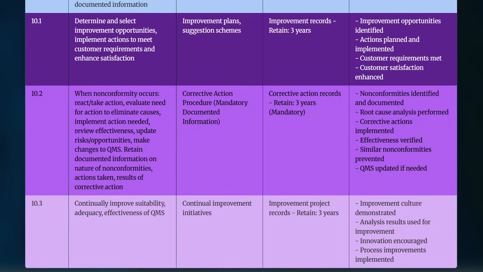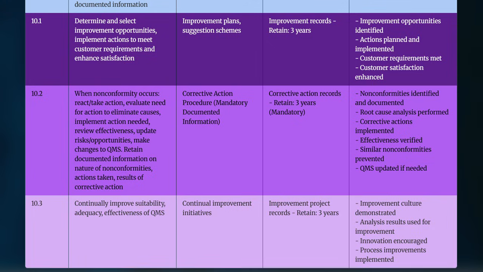Then we move to clause 10. Clause 10.1 requires you to determine and select improvement opportunities, implement actions to meet customer requirements, and enhance satisfaction. The documents required here, you need to have an improvement plan and suggestion schemes. Along with those documents, you need to have improvement records and retain them for 3 years. Examples of those requirements that also you can present as audit evidence to fulfill the clause requirements include improvement opportunities being identified, actions being planned and implemented, customer requirements being met, and customer satisfaction being enhanced.